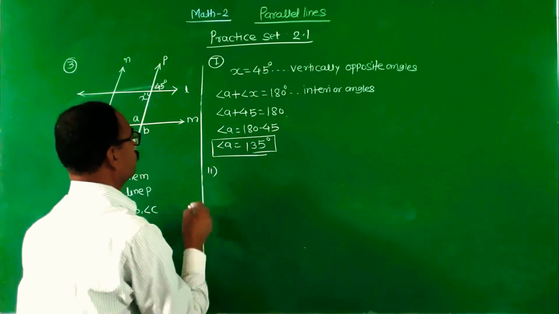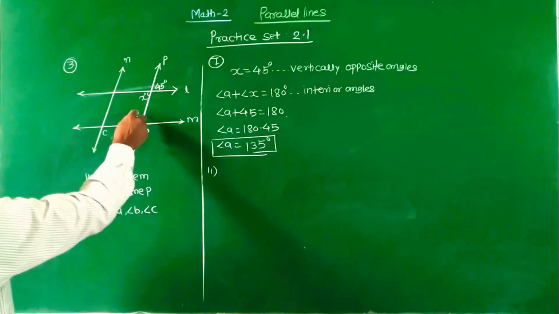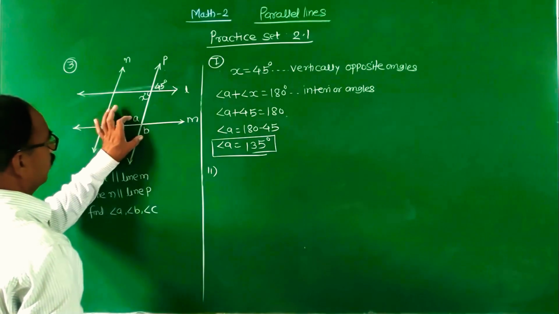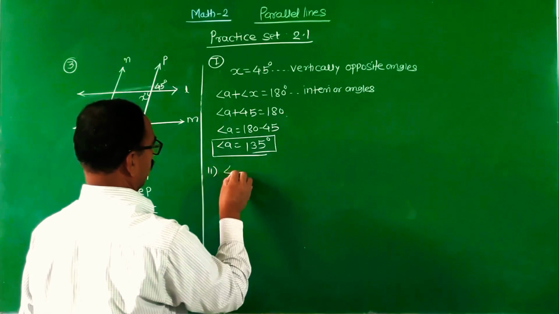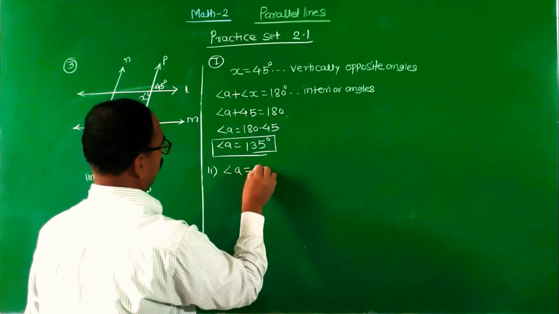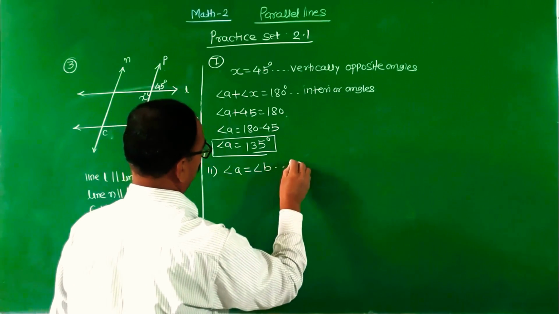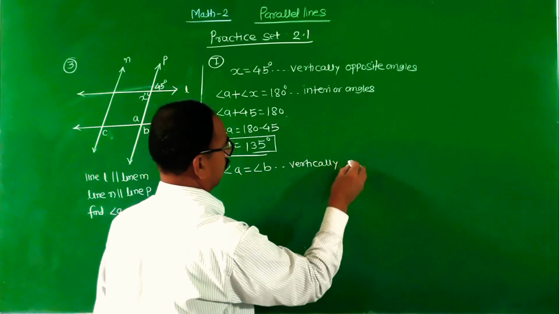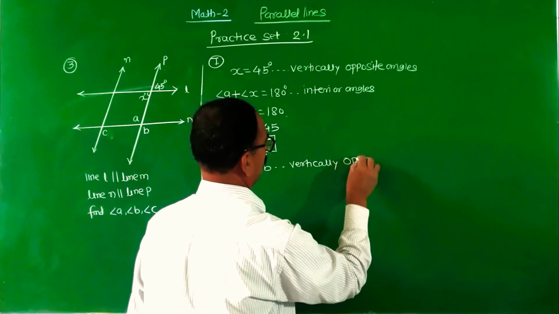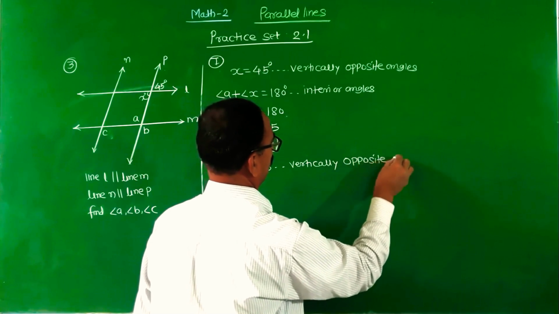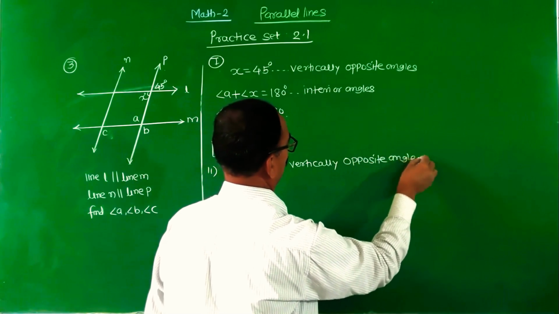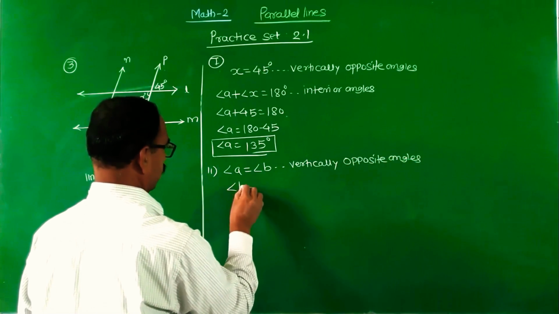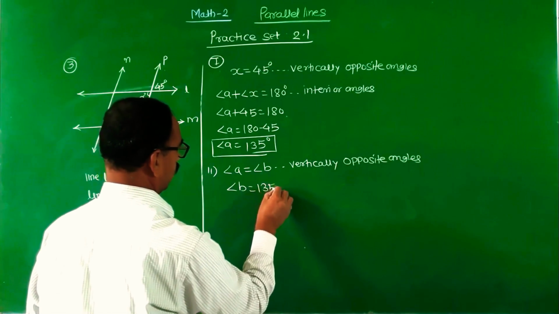Number 2, angle A and angle B are congruent because these are vertically opposite angles. Angle A equals angle B, so the measure of angle B is also equal to A. So this is also 135 degrees.